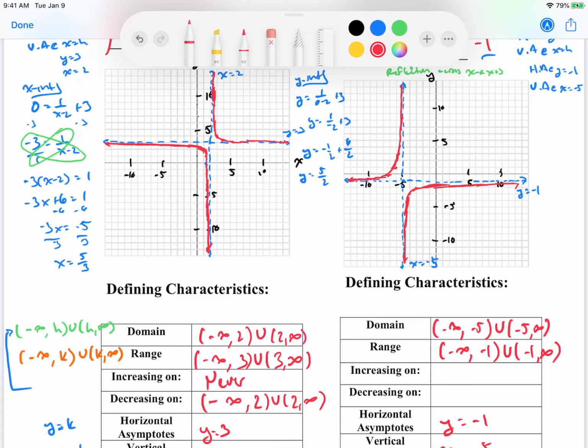Increasing, decreasing. Now before, when it was regular, we noticed that it was always decreasing. Now that we have that flip across the x-axis, again, you can see if you move from left to right on this graph, our slopes are actually always positive. So instead of always decreasing, we're going to be always increasing along the domain. Okay? So again, we're always going to be increasing or decreasing on the domain for these functions.